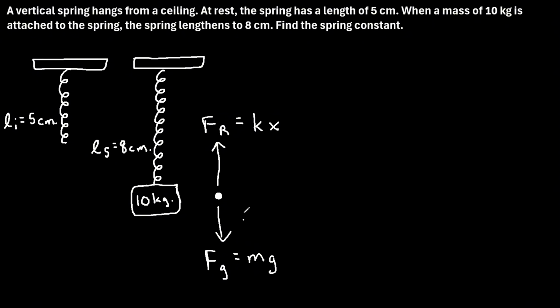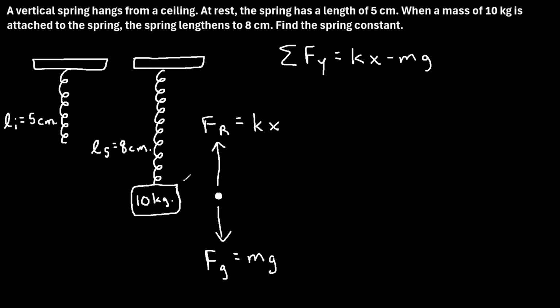Now, because we're talking about a vertical spring, here's what we can write. The net forces acting on this mass in the y direction are equal to these two forces added together. So this force, the restorative force, we're going to say that's in the positive direction since it's going up. So we'll say a positive k times x. But this force of gravity is in the negative direction. So we'll say minus m times g.